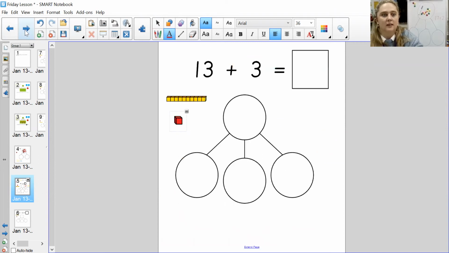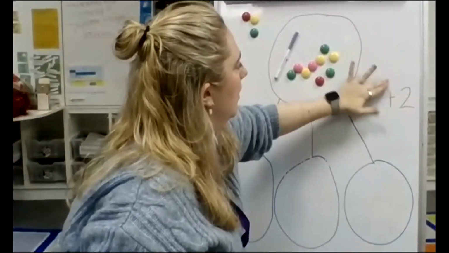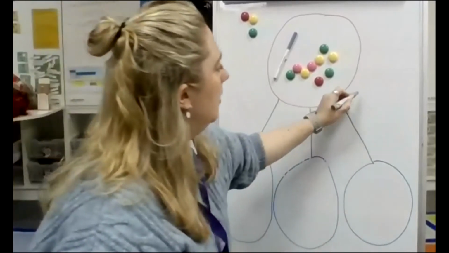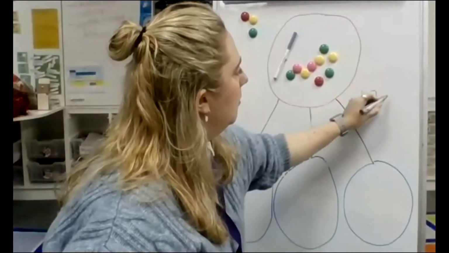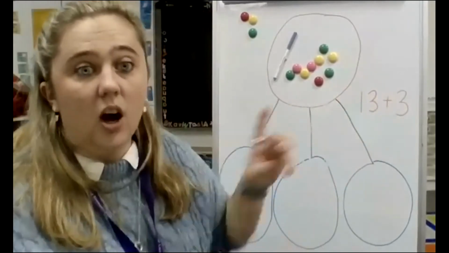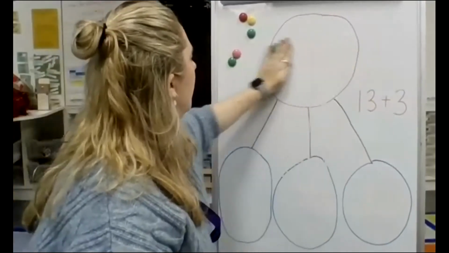Okay, here's the next question. We have 13 plus 3. So let's do it on my whiteboard again. I'm going to stop sharing. There we go. This time we have 13 plus 3. So let's look at our first number. Let's move all of those out the way.